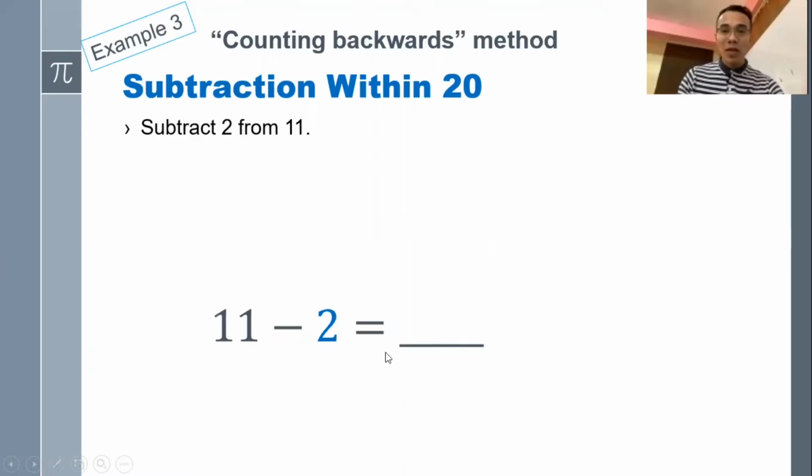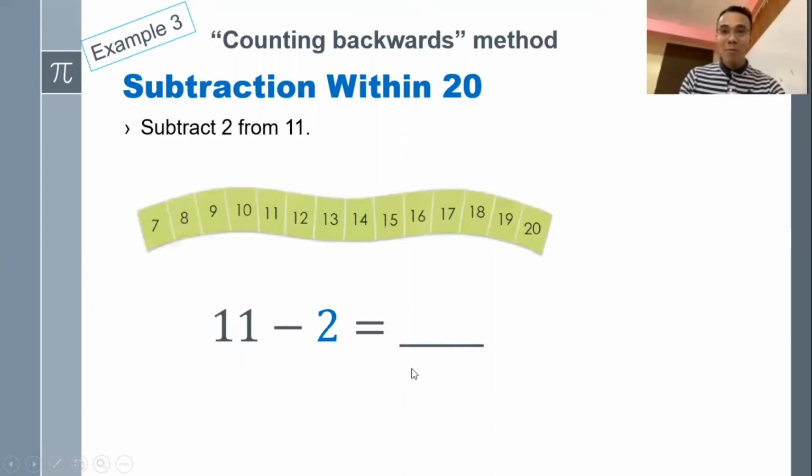11 minus 2 equals blank. In using this method, we need the help of the number tape. How do we use the number tape? First, we have to find number 11 in the number tape. And number 11 is here. And how do we proceed? Since this is subtraction, then we have to move backwards. How many times? 2 times. We have 1, 2. And we landed on number 9. Therefore, 11 minus 2 is 9.